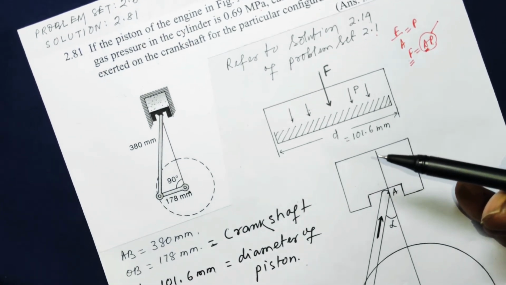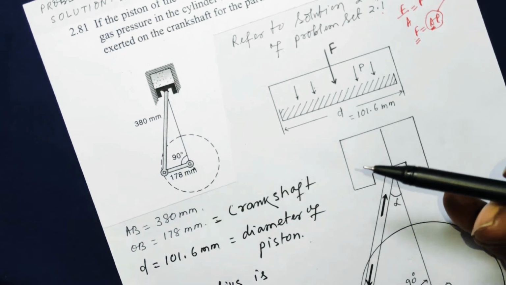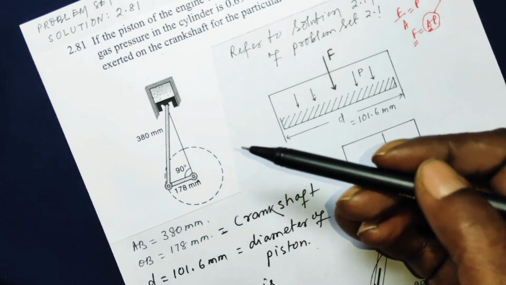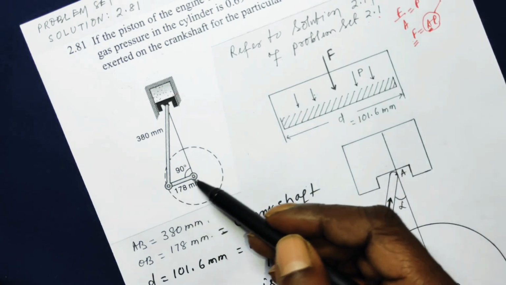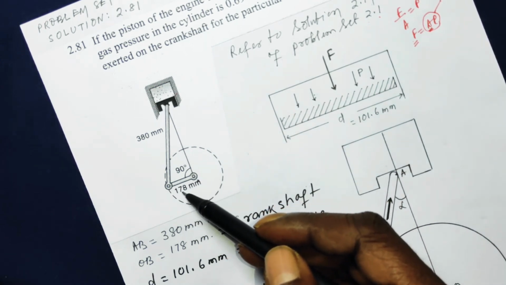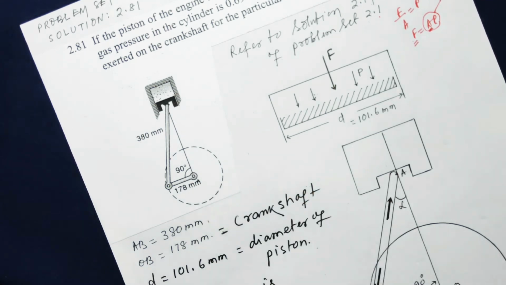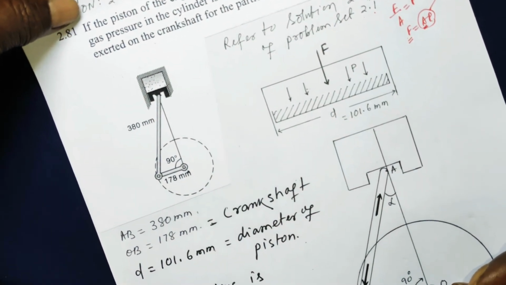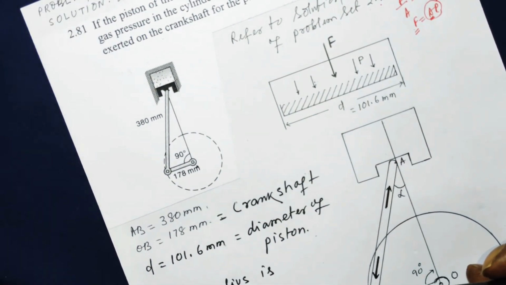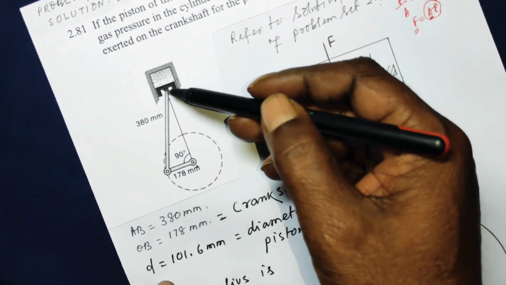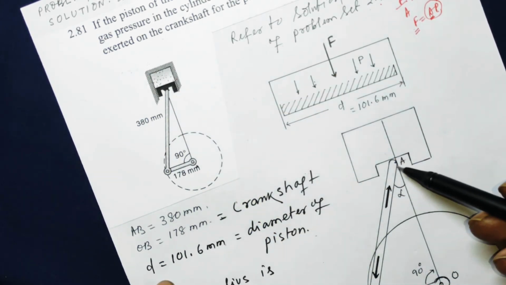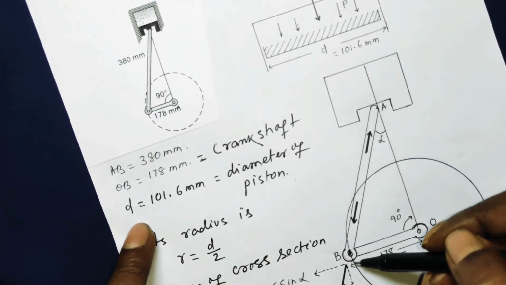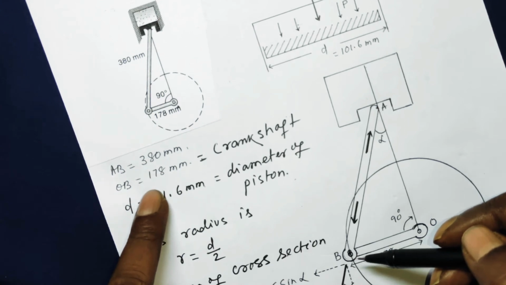So what is given is the length of the connecting rod, that is from here to here is 380 millimeter. We will not require this. And the length of the crankshaft from here to here is 178 millimeter. This angle is given as 90 degree. So what is given from this point to this point, I name it as AB. The connecting rod AB is given as 380 millimeter.